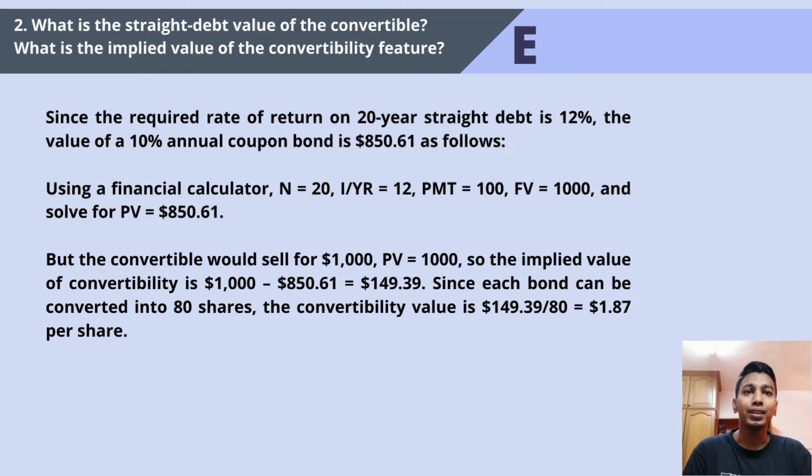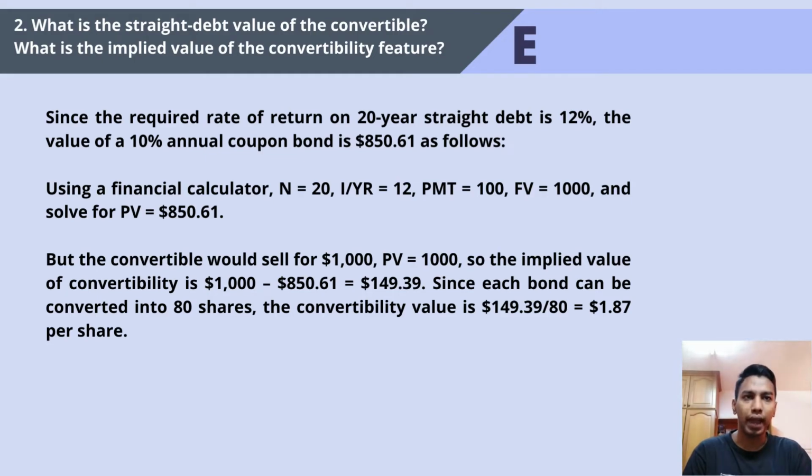Question number 2. What is the straight debt value of the convertible? What is the implied value of the convertibility feature? Since the required rate of return on 20-year straight debt is 12%, the value of a 10% annual coupon bond is $850.61 as follows.